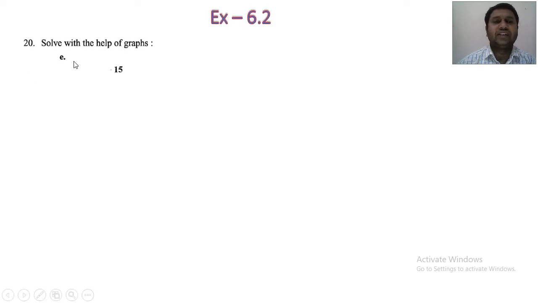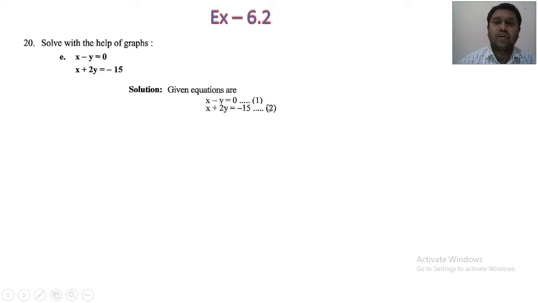So this is number E of question number 20. So x minus y equal to 0 and x plus 2y equal to minus 15. So from that, the given equations are x minus y equal to 0, that is equation number 1, and x plus 2y equal to minus 15. Those are equation 1 and equation 2. Similarly, from the first equation, we can write y equal to x.